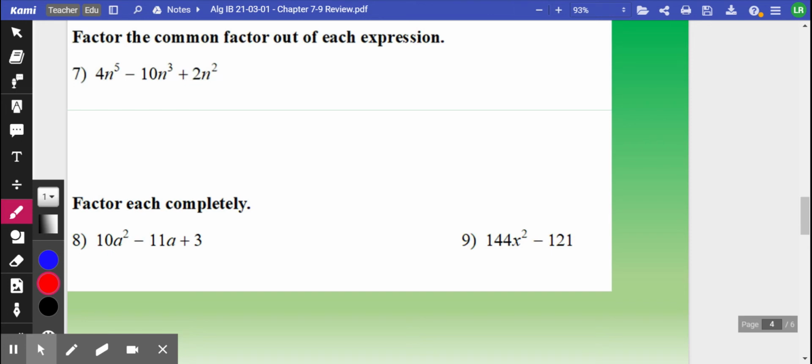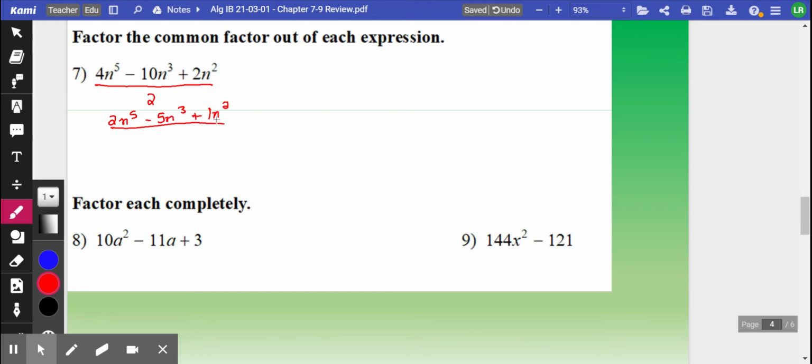So we're going to start off. What can I divide out of all 3? I'm looking at the numbers 4, 10, and 2. Smallest number is 2, so we can try 2. And yes, they're all even numbers, so 2 works. So let's divide it out. That becomes 2n to the 5th minus 5n to the 3rd plus 1n squared.